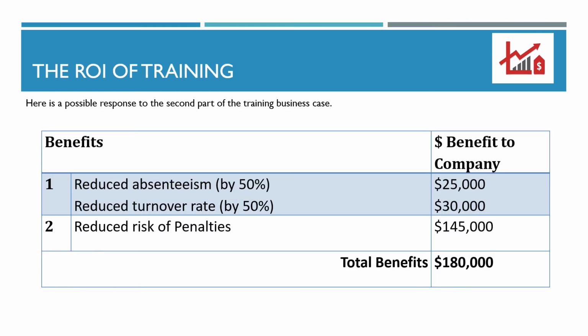And here is a possible response to the second part of the training business case. We would anticipate reduction in employee absenteeism, which should deliver benefits of about $25,000 per year. We would also anticipate a reduction in the rate of employee turnover, which should see a potential benefit of about $30,000 per year. Importantly, we would also anticipate a reduction in penalties, which we estimate will deliver a benefit of $145,000 per year. This then delivers a possible total benefit of $180,000 per year.